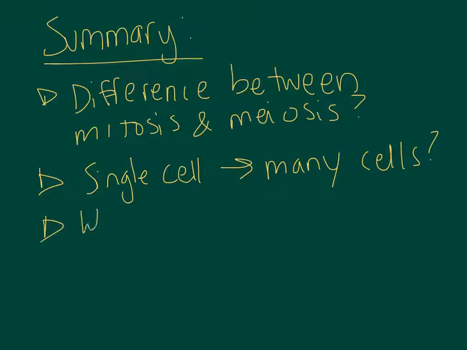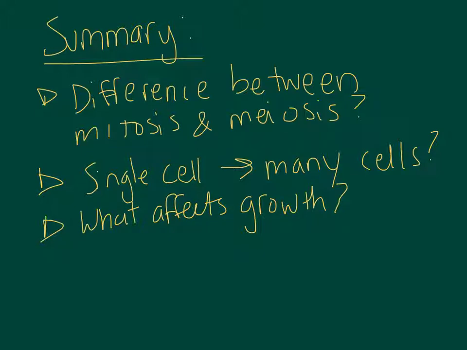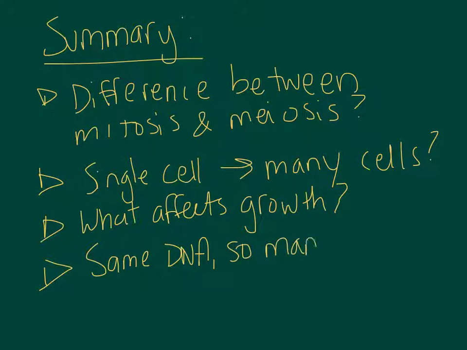I also wanted to hit on what affects your growth. What factors determine whether you grow up to be big and strong or have stunted growth? What factors determine if you're going to have disease or not? And lastly, the last takeaway that you should have gotten from today's lecture is how is it that you can have the same DNA but so many different cells? So these are all important questions to think about, and I hope that by the end of today you can think about it.